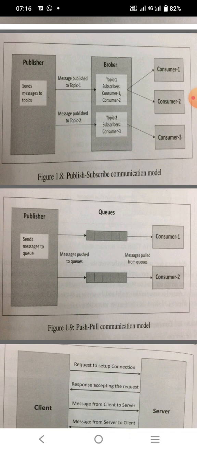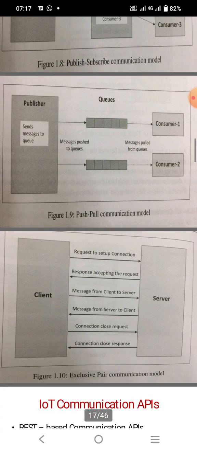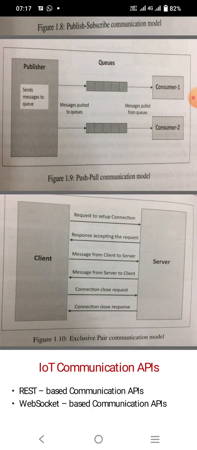Consumer 1, consumer 2. This is another communication model in the Internet of Things, that is push and pull. And the last and final one is the exclusive pair communication model. This is one of the important communication models in the Internet of Things.